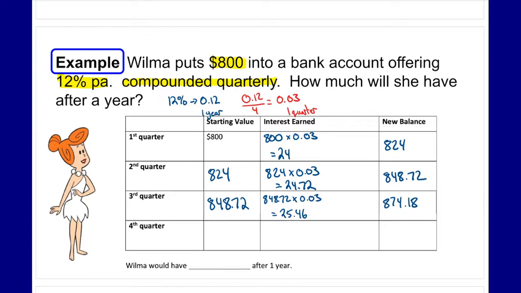And then finally, for the fourth quarter, the last quarter in our year, we start off with 874.18. We need to find the amount of interest earned, so we need to multiply that by 3%. So 874.18 multiplied by 0.03. We get 26.23.